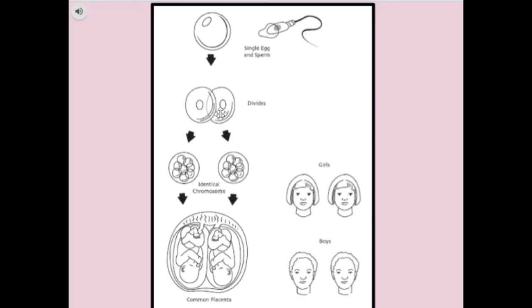And this doesn't happen often. It only happens when we have identical twins. We have the identical chromosomes, and those two fetuses share a common placenta. And the only outcome you can have is either two girls or two boys. You couldn't have a girl and a boy because they're identical chromosomes. It would be two girls or two boys, and they would look exactly the same.